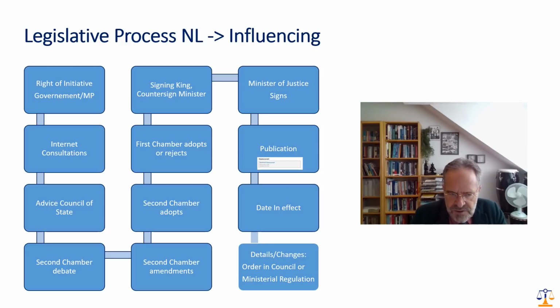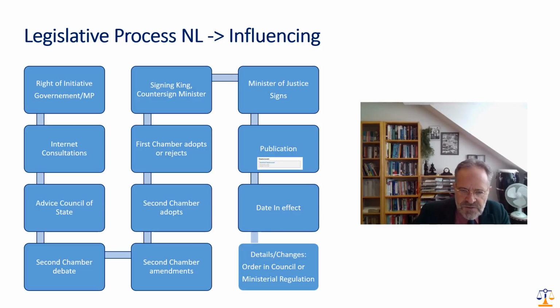They will make it available to the public in an internet consultation. The next slide shows you an example. After that and potential amendments, the draft goes to the Council of State for advice. The Council of State always advises on any possible new piece of legislation. It will then be discussed in our second chamber, which is the Parliament or House of Representatives. Amendments may be made, and then ultimately or not, the legislative proposal is adopted.